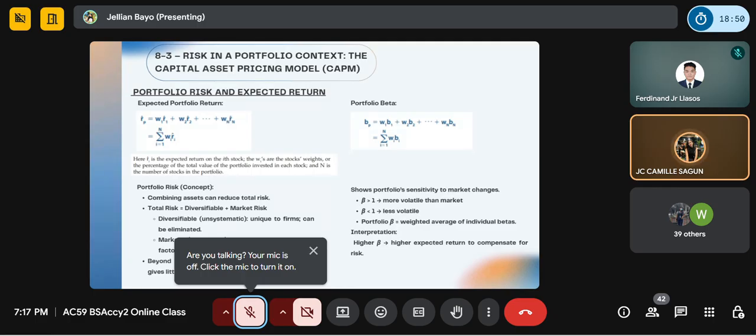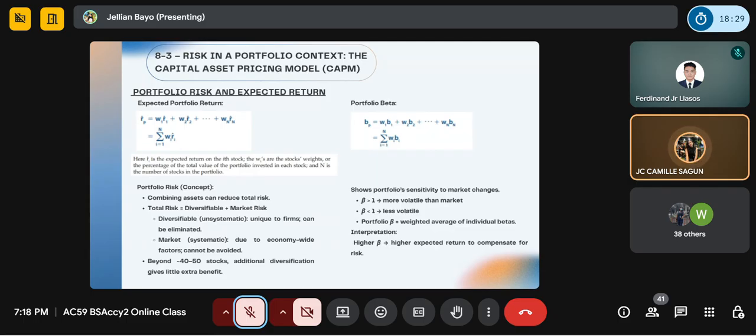So the total risk is computed by adding diversifiable and market risk. Diversifiable risk is the risk specific to one single company. It's caused by internal problems like bad CEO decisions, a factory fire, or a product failure, while market risks are unavoidable risks. This risk affects all companies and investments at the same time. It's caused by major external events like a recession, a sudden surge in inflation, or a war.